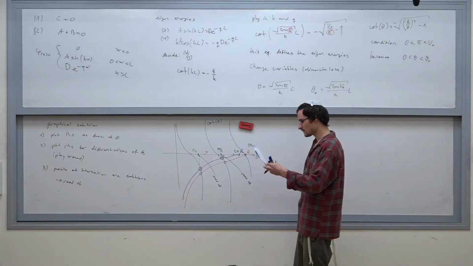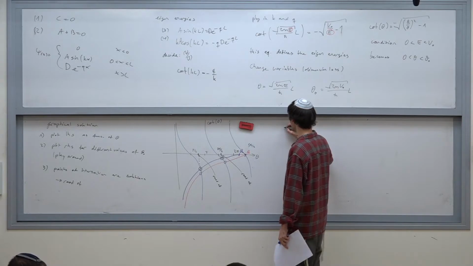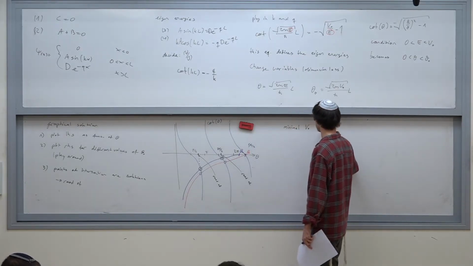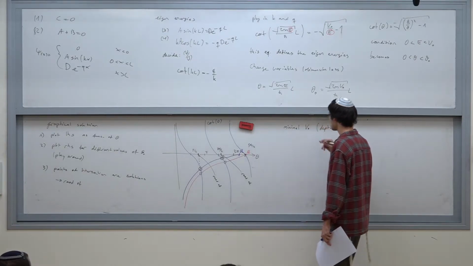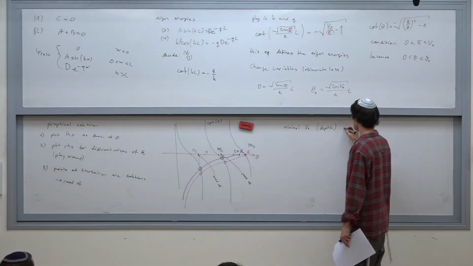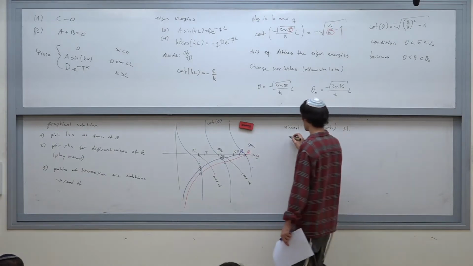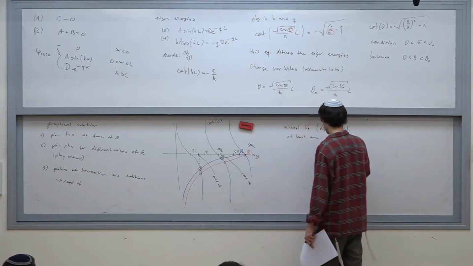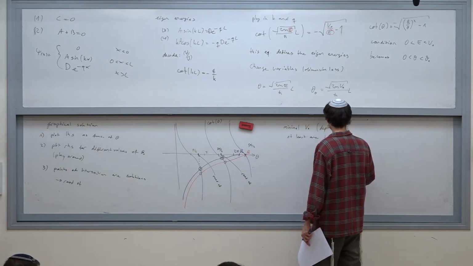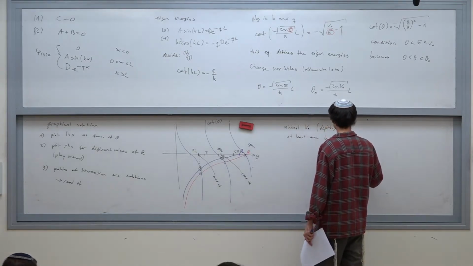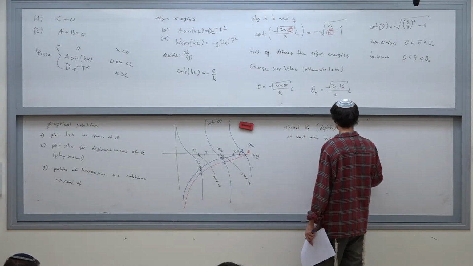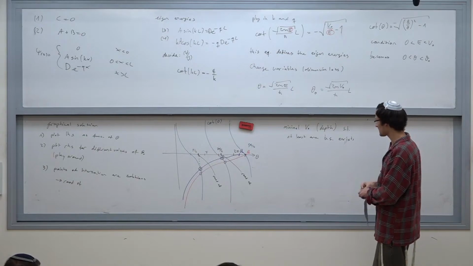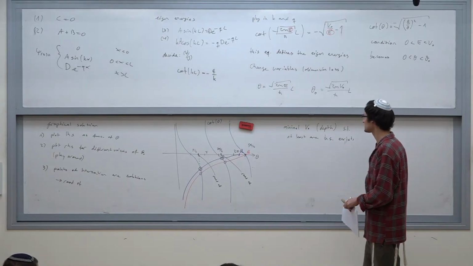We were asked for the minimal depth. So we were asked what is the minimal V0, so the minimal depth of the well, such that at least one bound state exists. Any ideas how to solve this?